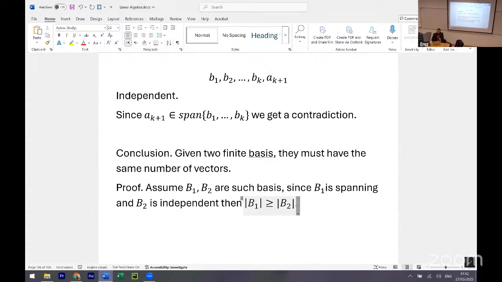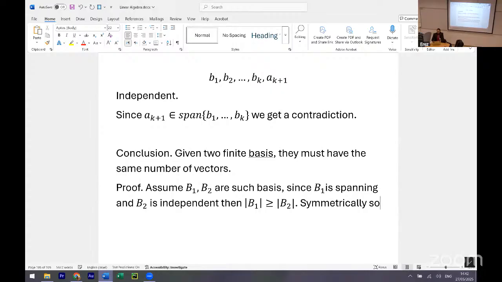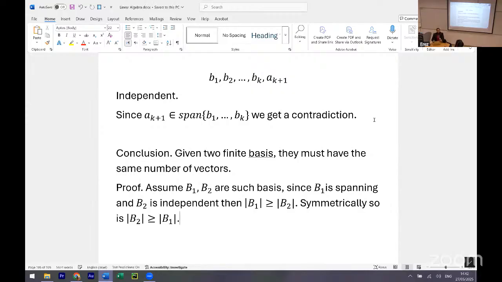And symmetrically, the number of elements in B2 is larger or equal to the number of elements of B1, because the basis, I'll remind you, is both independent and spanning. So once I can say, because this is spanning and this is independent, this must be larger. But because this is independent and this is spanning, this must be larger or equal. Therefore they are both equal. Okay?